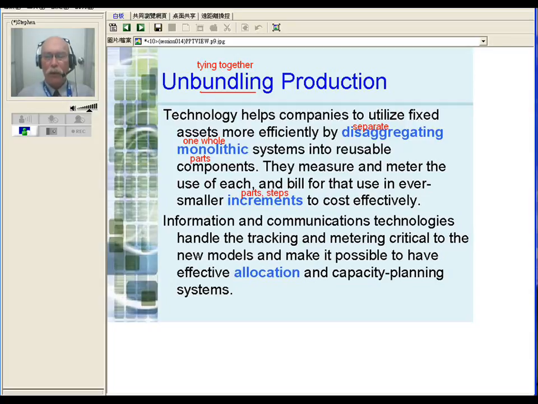So information and communications technologies handle the tracking and metering critical to the new models and make it possible to have effective allocation and capacity planning systems. So we've got all these new business models, the ways to do things that help us by tracking and metering, or maybe sometimes we could say measuring, right? These business models, or whatever happens in the processes, and we can then have effective allocation, and allocation is distribution of these systems on how much capacity we can have, is a good example.